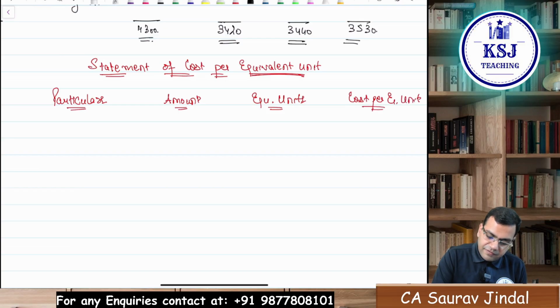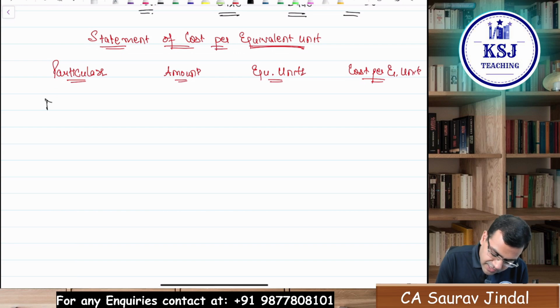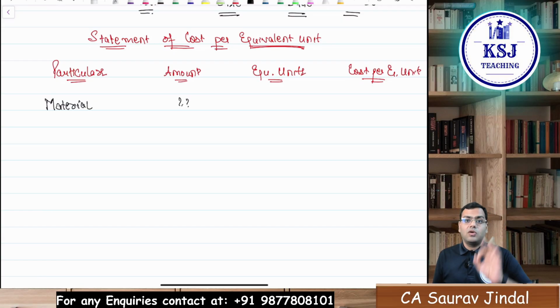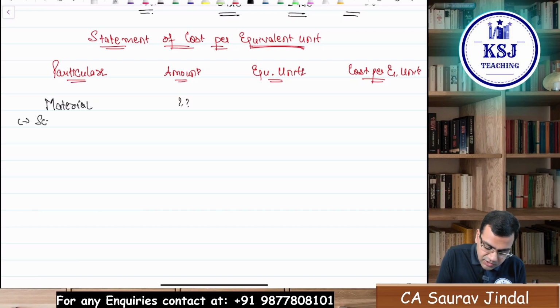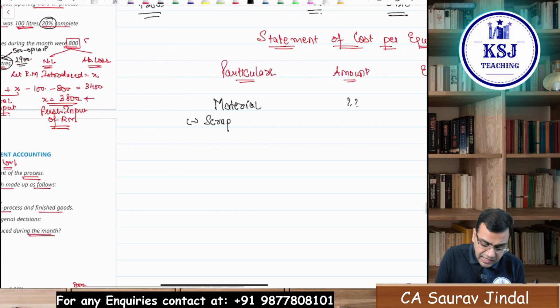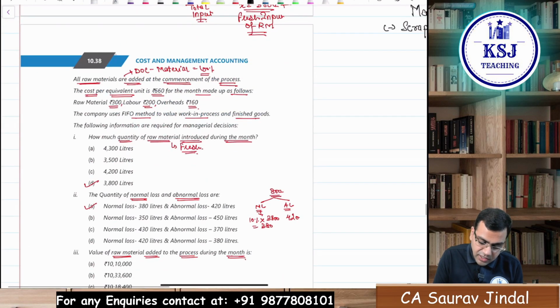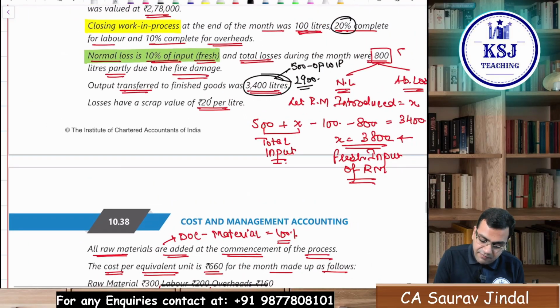Now the first element that we have is material. Right? Now the amount of material is not available. This is what we need to calculate, that what is the material cost incurred in the current period. From material you will subtract your scrap value of which loss? Scrap value is given as 20 rupees. Losses have a scrap value of 20.